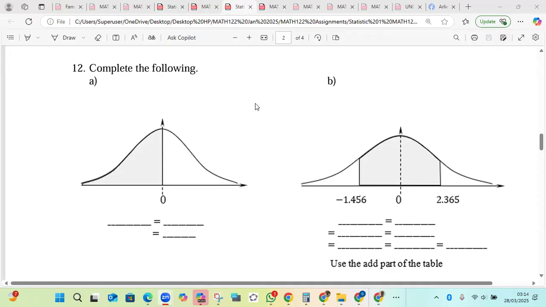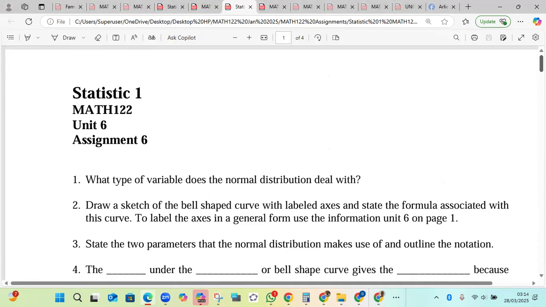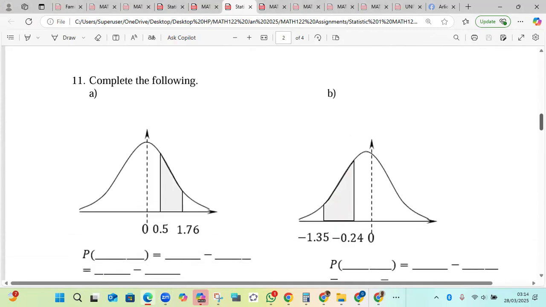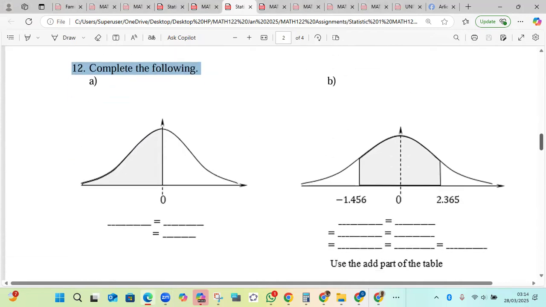In this video, we are going to discuss number 12 of the Statistics 1 Math 121, Math 122, Unit 6, Assignment 6, practice paper. It says we've got to complete the following. This means we've got to calculate the area of this shaded region. Now, as you can see, this is a standard normal curve, and the area under the curve is probabilities. We have known that already.